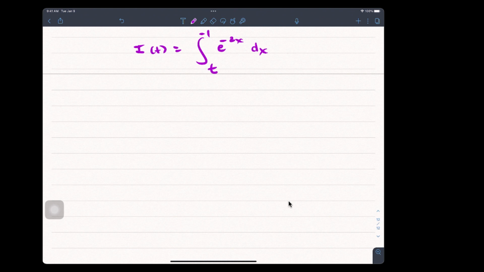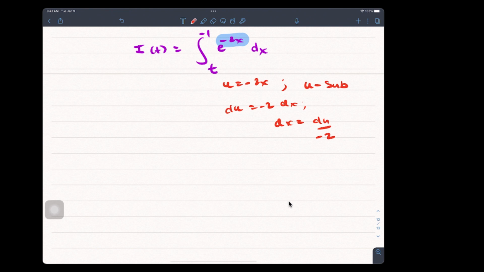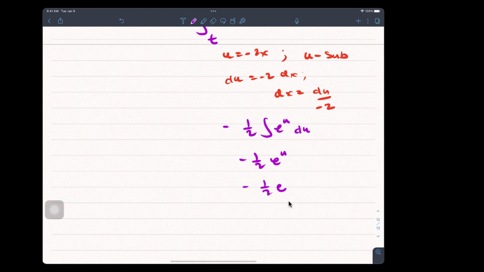Okay, you guys okay with that one? So here's the thing. How do you guys do this? This is u is minus 2x. So you're going to use u substitution. And of course, du would be minus 2 dx, or dx will be du over negative 2. So this integral ultimately will become, ladies and gentlemen, negative 1/2 integral e to the u du, which is negative 1/2 e to the u, or negative 1/2 e to the minus 2x.